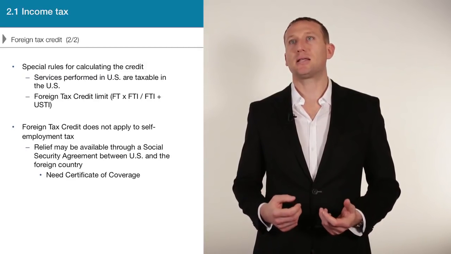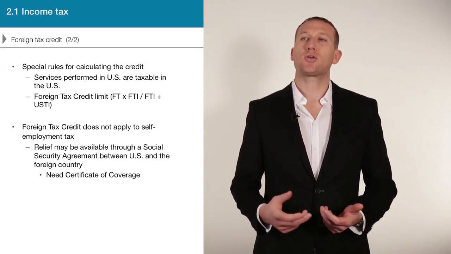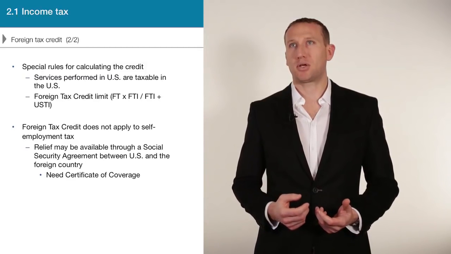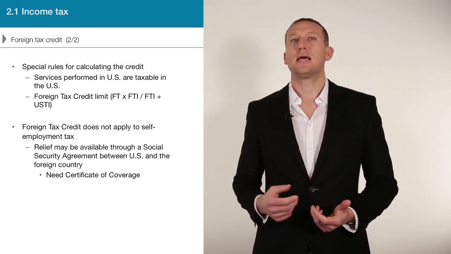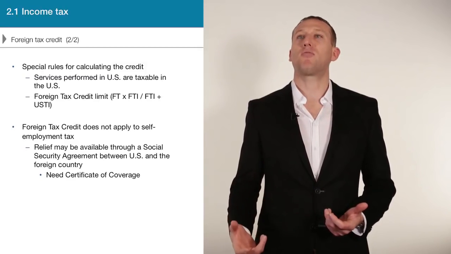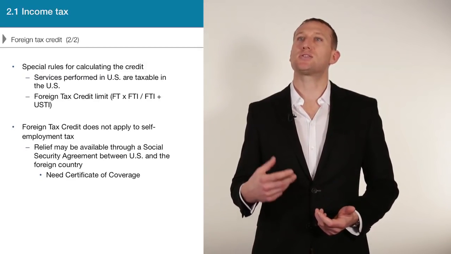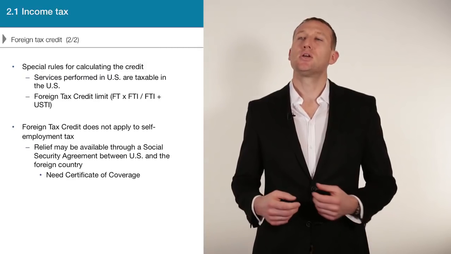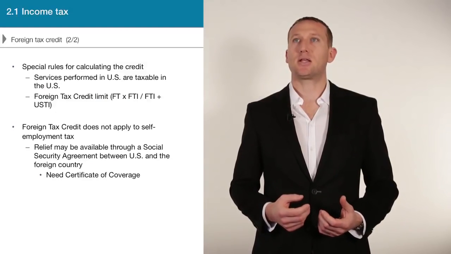Another thing to keep in mind, and this holds true for the foreign tax credit as well as the foreign earned income exclusion and the foreign housing exclusion, is that they don't apply to self-employment tax because self-employment tax is not considered an income tax. So even if you were a self-employed individual and your entire income tax liability was wiped out in the United States by virtue of the foreign tax credit or the foreign earned income exclusion and housing exclusion or deduction, you may still owe self-employment tax in the United States.